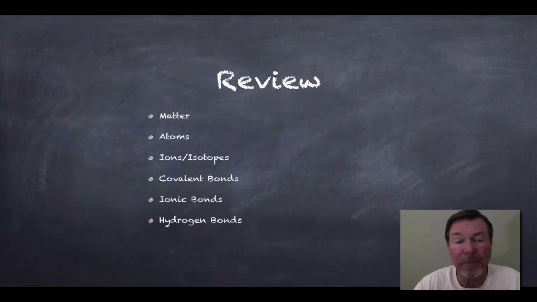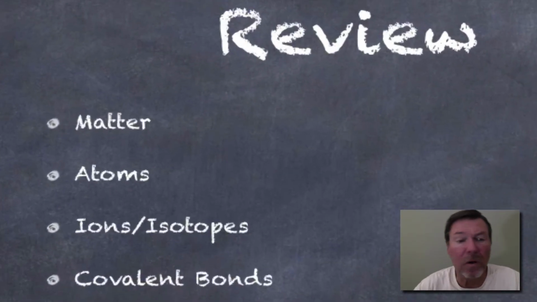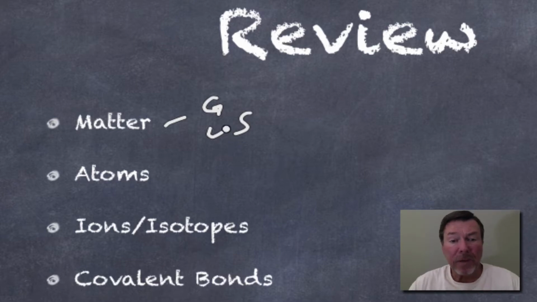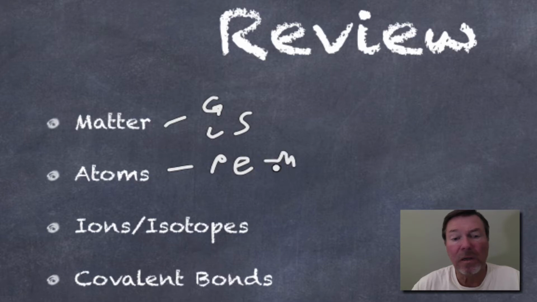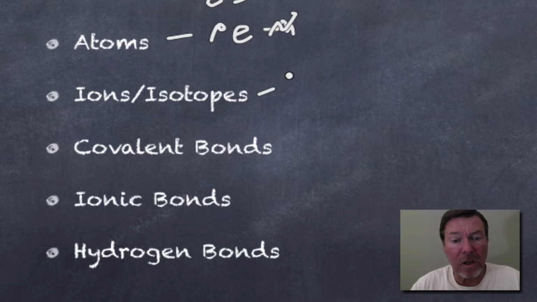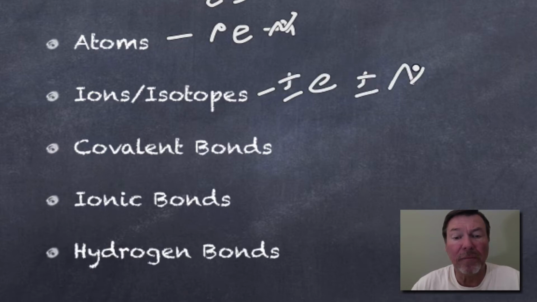So let's get started. First of all, you need to know the review. You need to know about matter, the three states of matter: a gas, a liquid, and a solid. Make sure you know the characteristics of them. Atoms, you should know the parts, the protons, the electrons, and the neutrons. Ions and isotopes. An ion has lost or gained an electron. An isotope has lost or gained a neutron.